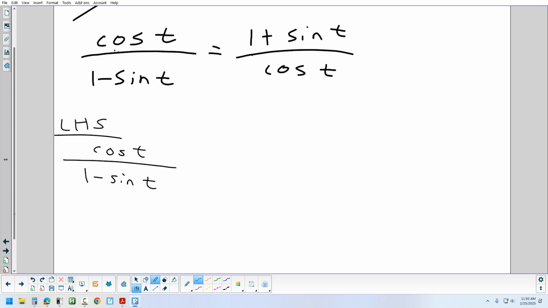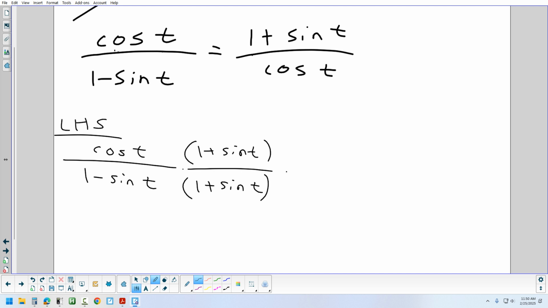So the only thing left is to try multiplying the top and the bottom by the conjugate. The conjugate, you always look at the part that has two things in it. You're not looking at the conjugate of cosine. No. Conjugate of the bottom. Okay. What's the conjugate of 1 minus sine? 1 plus sine. Okay, so we're going to multiply by 1 plus sine.